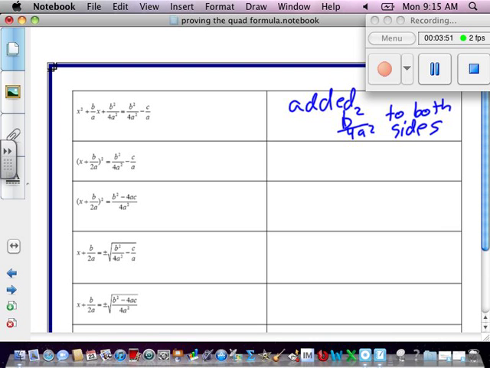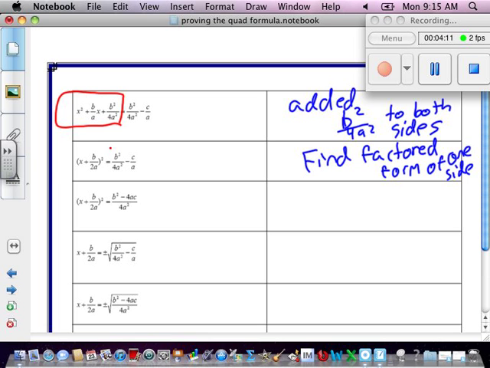Then, find the factored form of one side. Okay, so right here is in standard form, so we figured out the factored form. That's what that is right there. We've got b squared over 4a squared minus c over a. So I've got two fractions. How do you make fractions go together for adding and subtracting? What has to be the same?